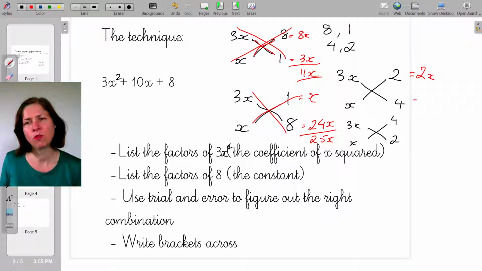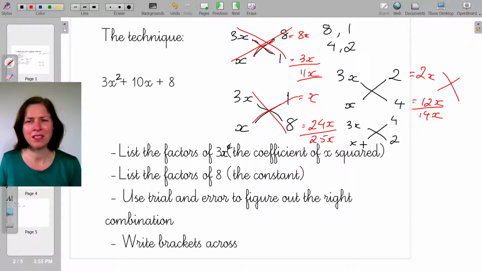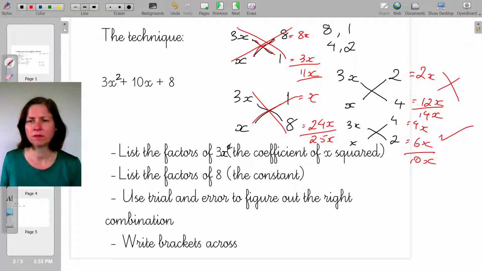3x times 4 gives me 12x. Add them together, still no dice. No good, that one. So it must surely be the last one. X times 4 gives me 4x. 3x times 2 gives me 6x, which gives me 10x, which is this. So I've found it, it's this one.